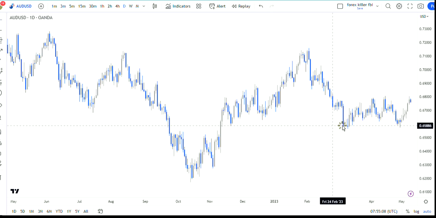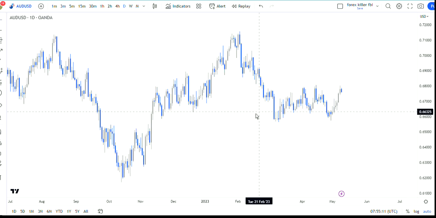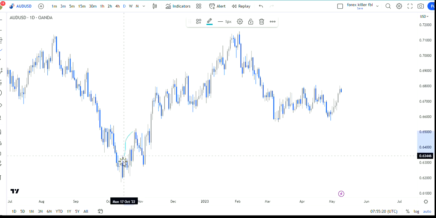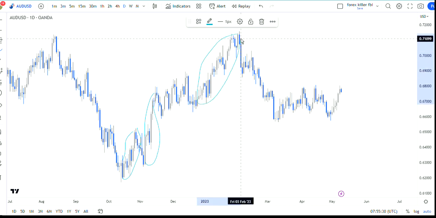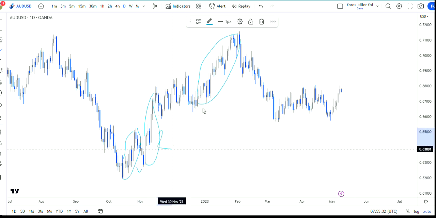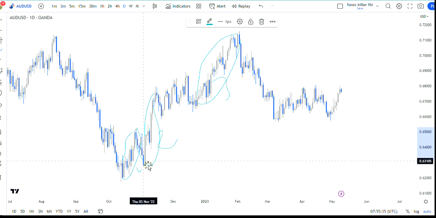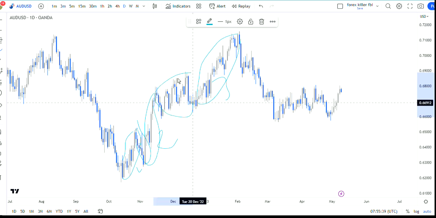All right, on the daily, as you can see here, ladies and gentlemen, look here. This is level 1, and this is level 2, and this is what we call level 3 right here. So this is level 1, level 2, then level 3. This is a correction inside here, and this is a correction inside here. This is a zigzag correction, and this is what we call a flat, that is, we say a running flat. This is a running flat correction, then this is an impulse.